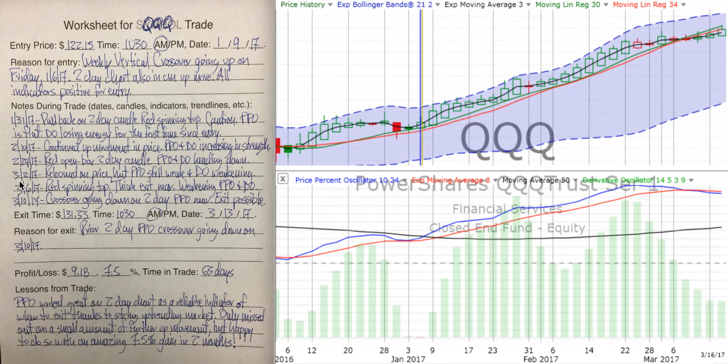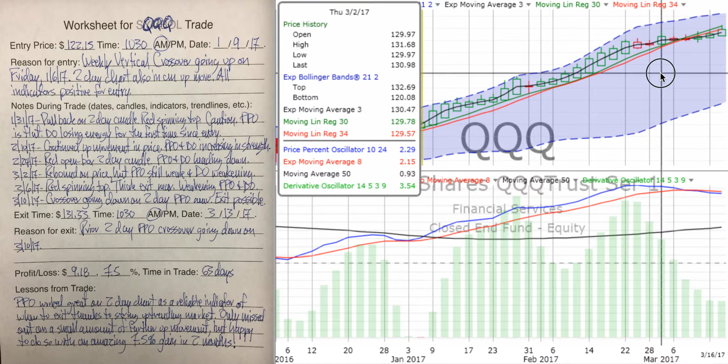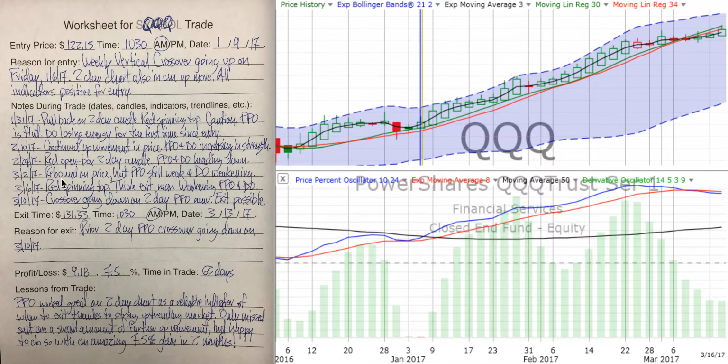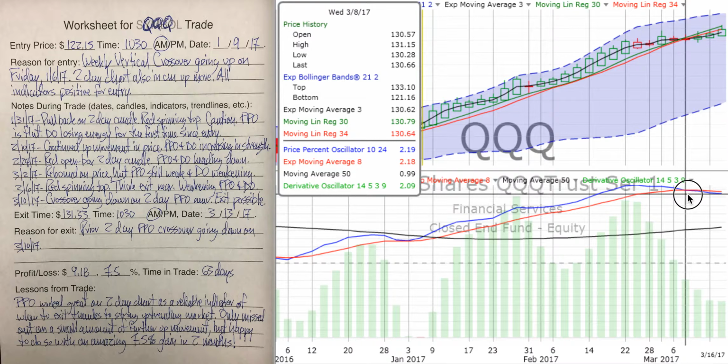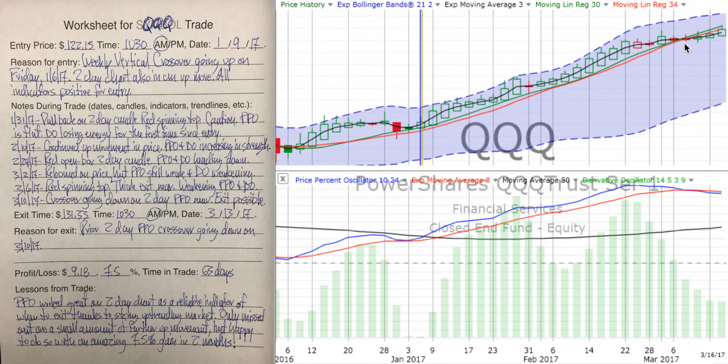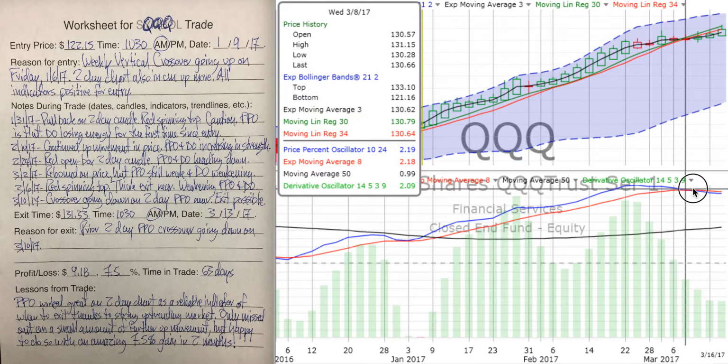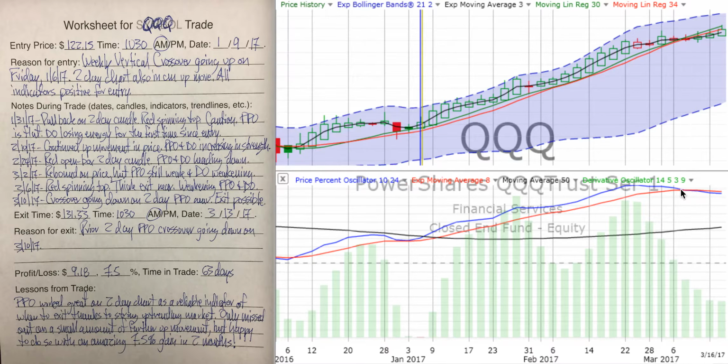Then we note on 3/2, and again, we didn't have a crossover. We just had, again, a pullback. What did we see happen on 3/2? Well, we noted that rebound on price, but PPO still weak and DO weakening. So we had some concerns there. We noted that. And then 3/10, crossover going down on 2-day chart. That concerned us, even though our price was staying up there sort of nice. We had some concerns that the PPO had crossed over.